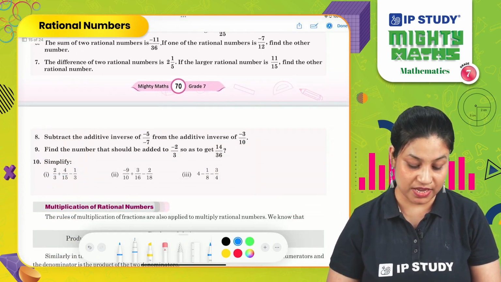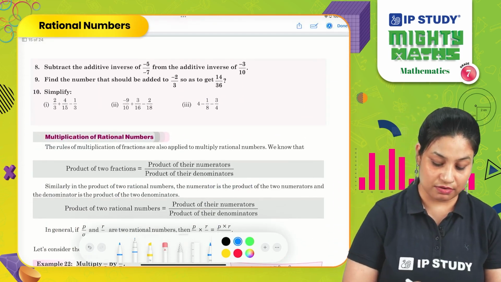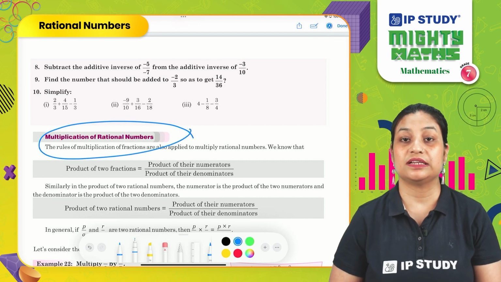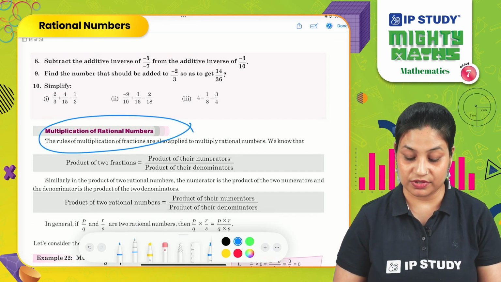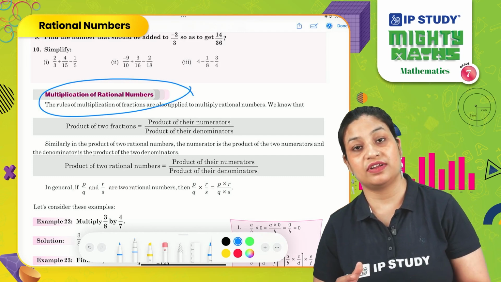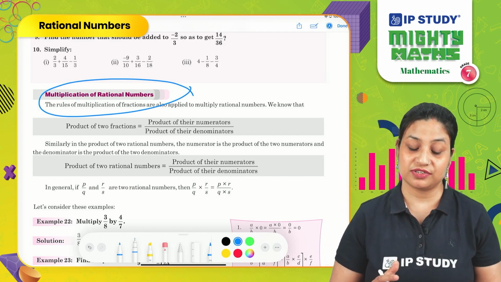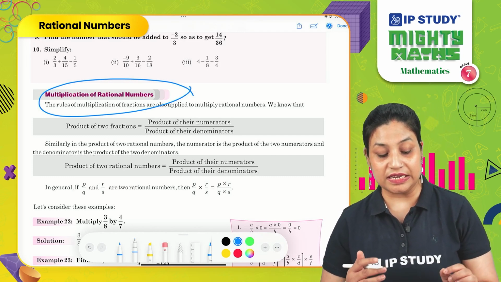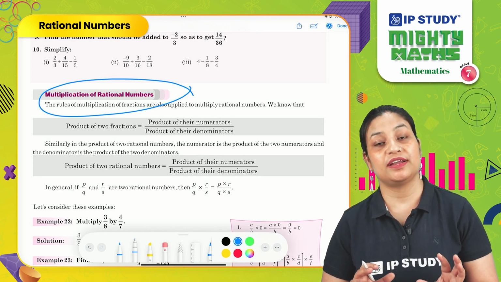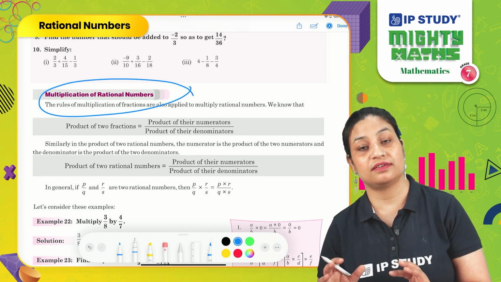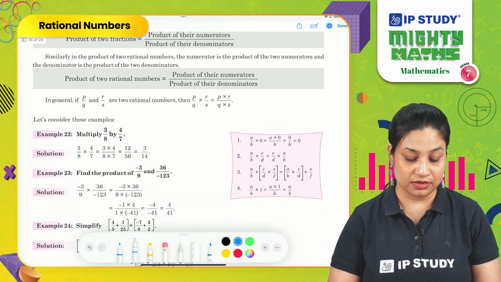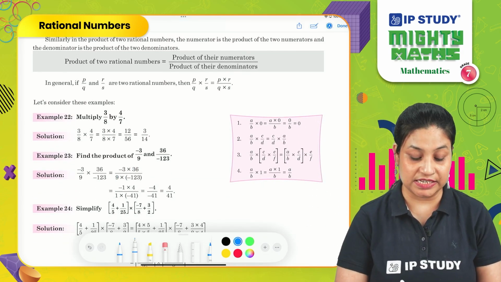The next topic is multiplication of rational numbers. This will be a very interesting topic for you. This will be a very easy topic for you. This is again similar to what we have done when we were multiplying two fractions. It is similar to that only. Here, whenever you are multiplying two rational numbers, you have to multiply the numerators of both the numbers with each other and the denominators with each other simply. So here, let's take an example to understand this.